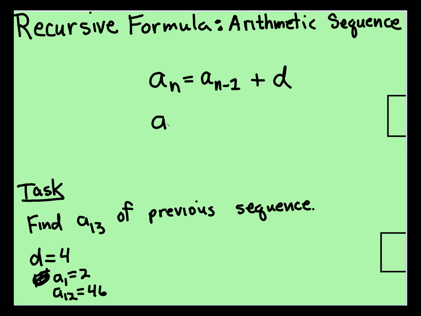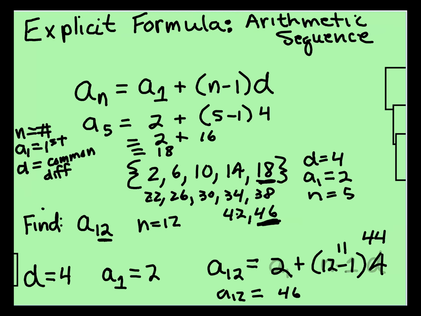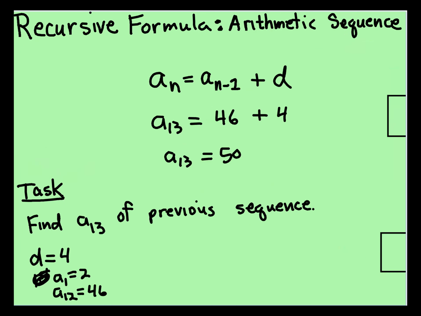So we're going to try to find a sub 13. Well, a sub 12, which is 13 subtract 1, was 46. The common difference was 4. So a sub 13, the 13th term, should equal 50. And if we added 4 more to that, the 13th term would indeed equal 50.